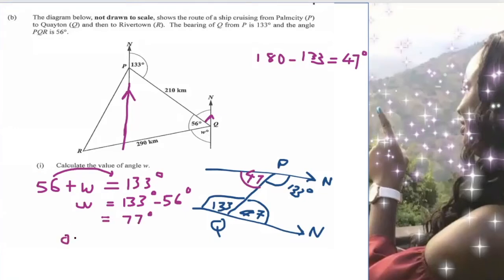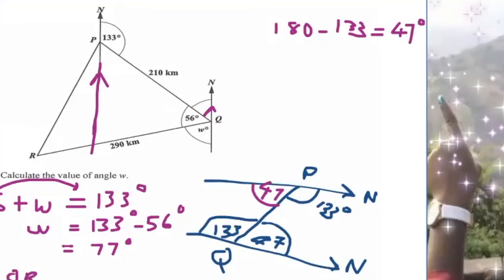But this is one way. Another way to look at it, remember I said if this is 133, angles on a straight line add up to give us 180. So this will be 47 degrees. And if here is 47, it means that right here is also 47 because it's an alternate interior angle. So if this is 47, then right here should be 47 also.